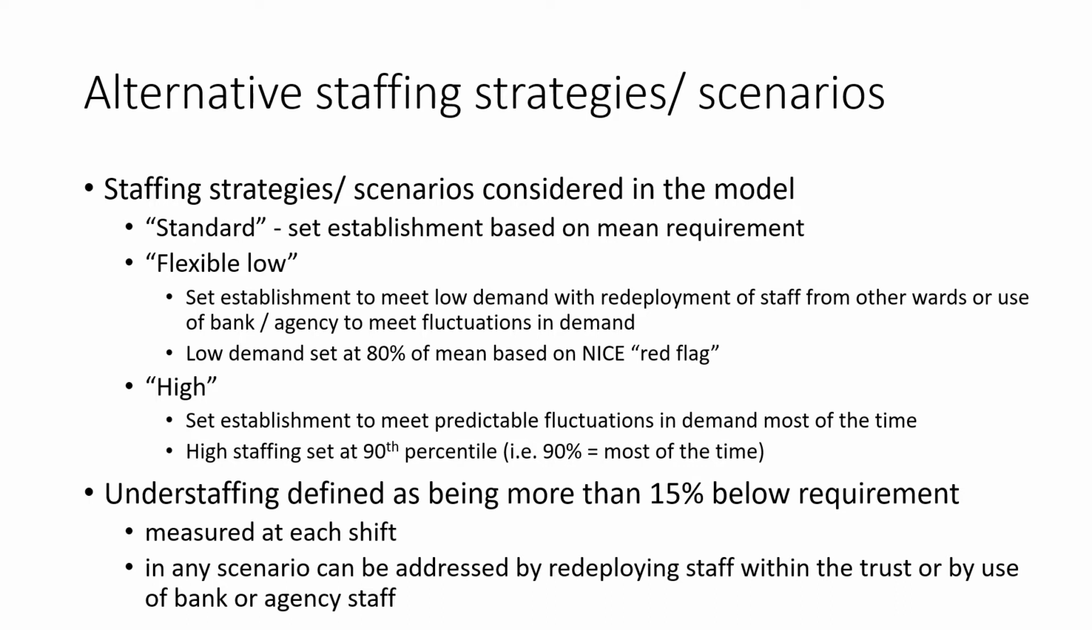In all scenarios, understaffing was defined as being more than 15% below the requirement. Understaffing was measured at the shift level rather than the day, and in any scenario, understaffing could be addressed by redeploying staff within the Trust Directorate and then by use of bank or agency staff. For the base case, we constrained availability of bank and agency staff to fill these short-term vacancies to be at the level observed in study trusts where we could obtain the data, which was in only one trust.